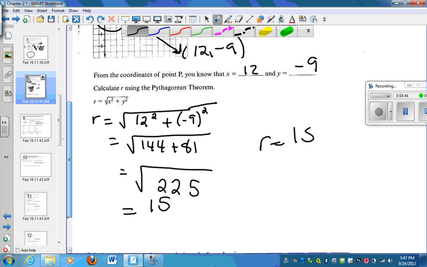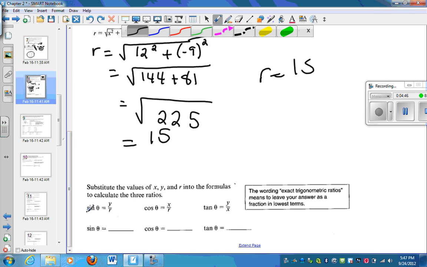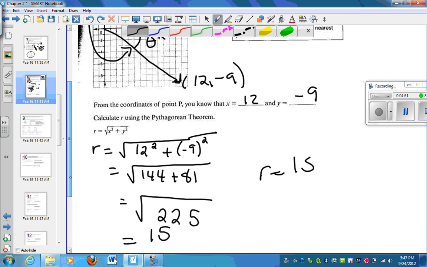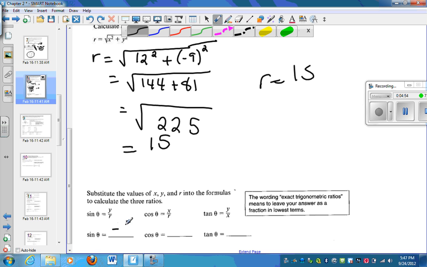Okay, now we can do the exact values as we substitute into SOH CAH TOA. Well, sine is y over r. We said y was negative 9 and r was 15. Cos, x was 12, right? So 12 over 15. And y over x, we have negative 9 over 12.